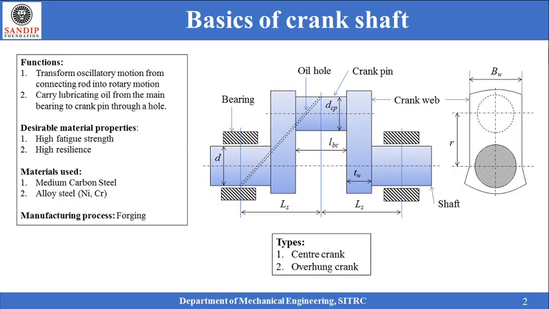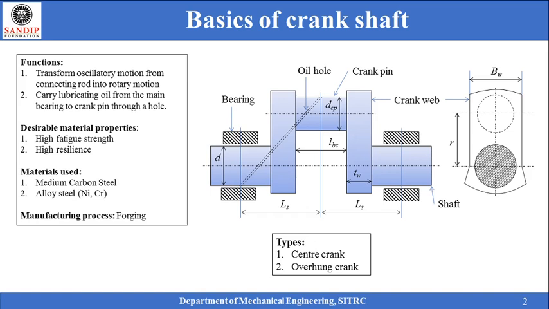The function of a crankshaft is to transform oscillatory motion from the connecting rod into rotary motion. Additionally, in some cases, a crankshaft can carry lubricating oil from the main bearing to the crank pin through a hole drilled along its components.